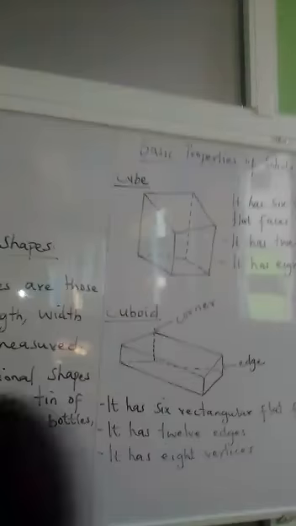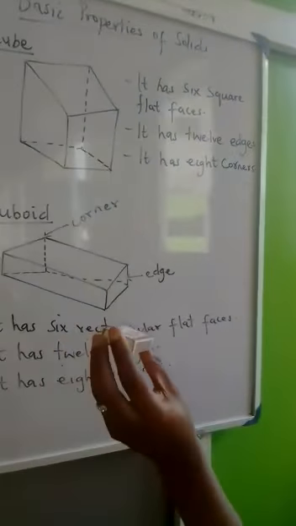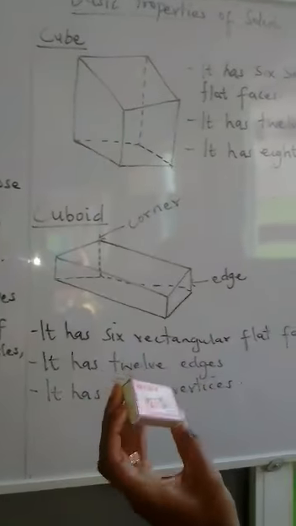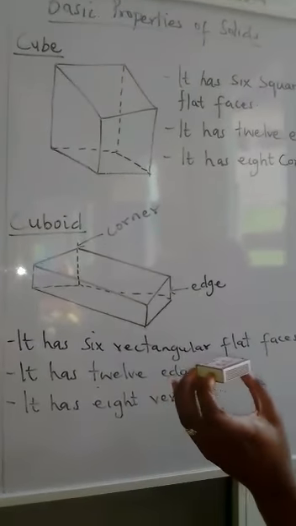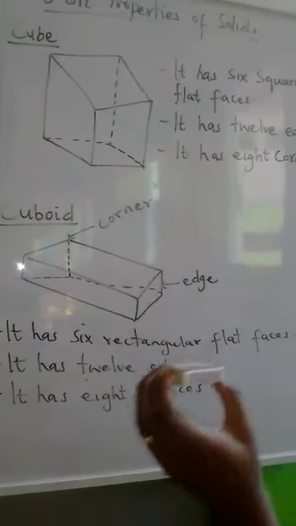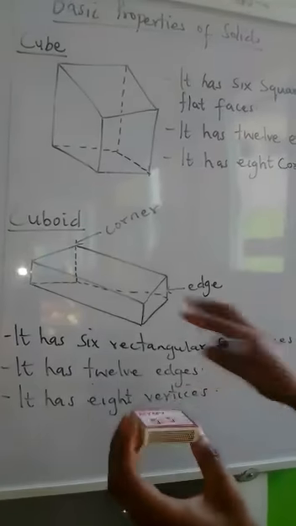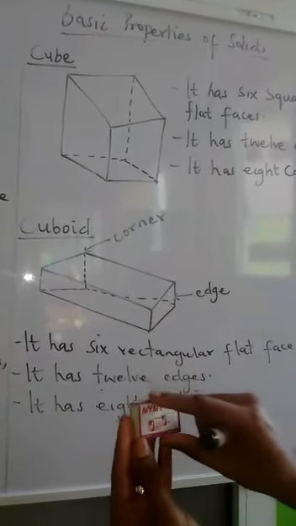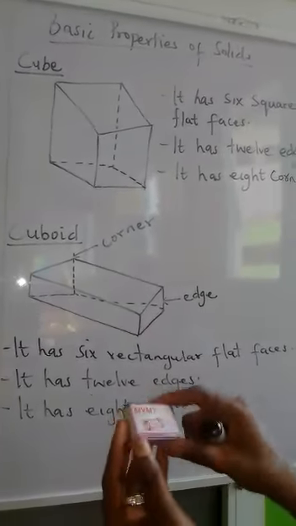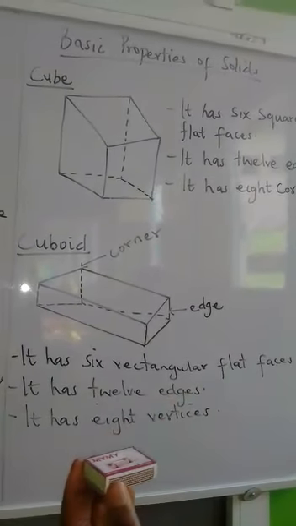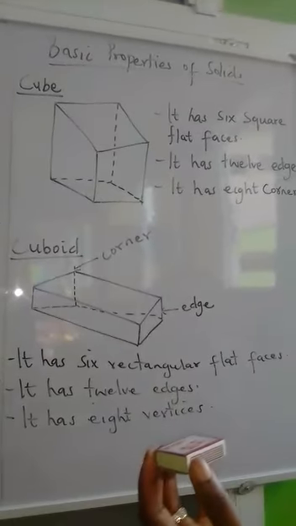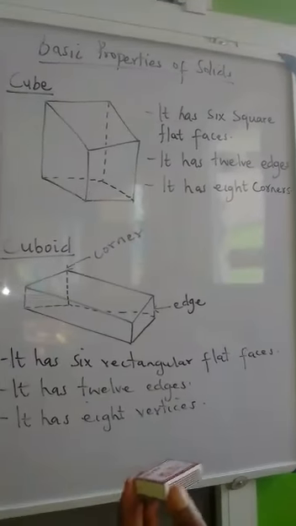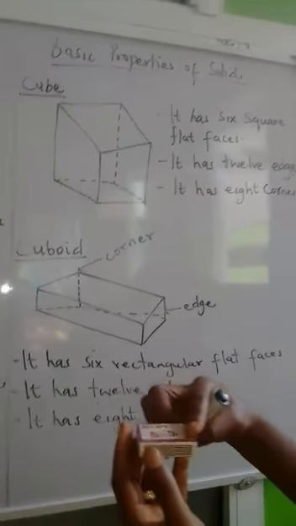A good example of a cuboid is a matchbox. Look at this matchbox. Can you see it? It's a good example of a cuboid. When you look at it, what shape is this? Very good. This is a rectangle. So a cuboid has 6 rectangular flat faces. Look at it. Let's count it.